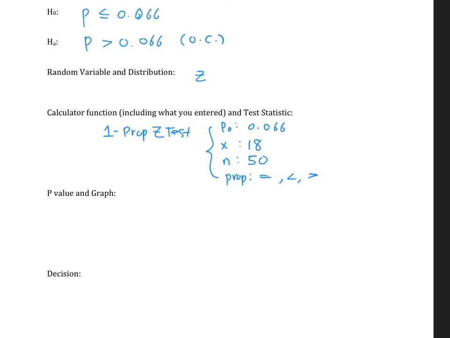And next I have 3 inequality symbols. So which one am I supposed to pick? I'm looking at HA. My HA has the greater than sign, so I'm going to pick that one.